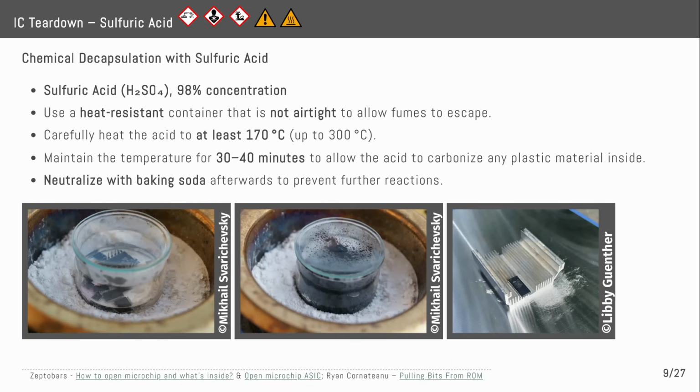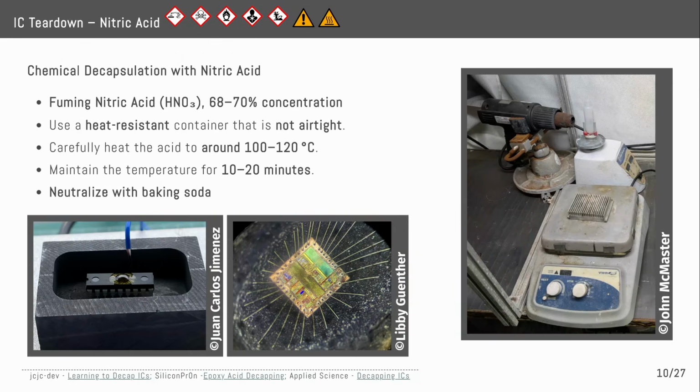You make a drop of sulfuric acid on it, you heat it up, and you have to repeat this until you reach the die. If you are lucky, then the bond wires are still intact and you can run the chip as you did before. Therefore, also fuming nitric acid, which is also super nasty stuff, can be used.